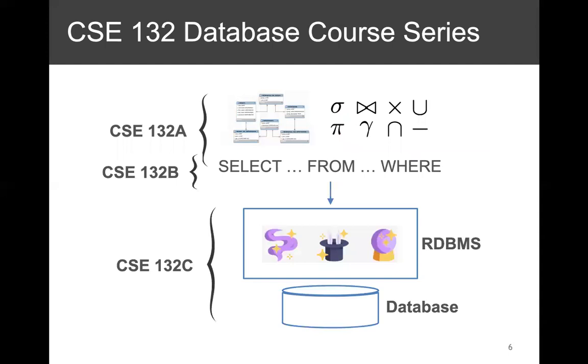And in 132C, you will peel the curtains and look behind the scenes. What happens in an RDBMS, what magic takes place that converts your SQL query into code that executes on the database.